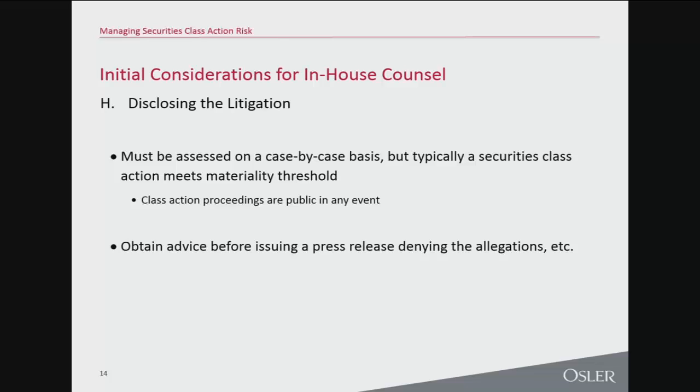litigation. And while obviously this is always done on a case-by-case basis in terms of what is material, in our view, as a practical matter, securities class actions typically involve large financial exposure. Otherwise, they wouldn't have been brought by the plaintiff's bar. And the proceedings are all public in any event. So there's typically little to be gained from not disclosing a securities class action. Though, of course, as I said, this is always on a case-by-case basis.